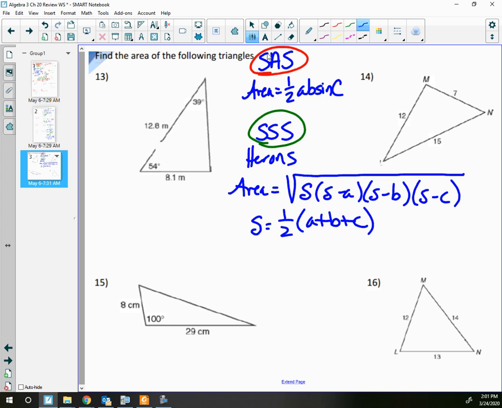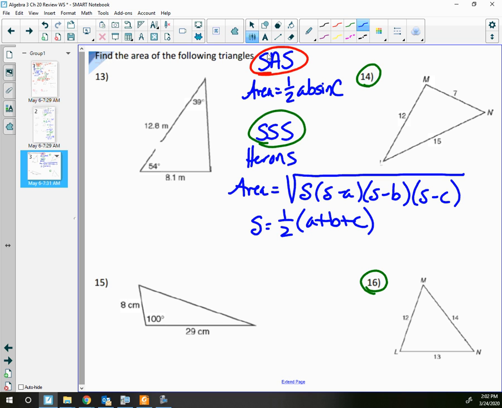Which ones of them are side, side, side? Are any of those where you know the 3 sides of the triangle? Go ahead and pause the video and see if you can circle the problem numbers of the ones that are side, side, side. Hopefully what you were looking at were 14 and 16. Those are the ones that are side, side, side.